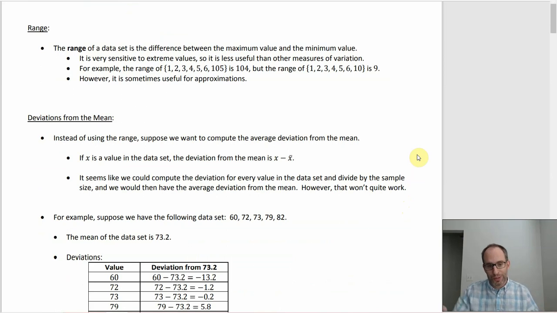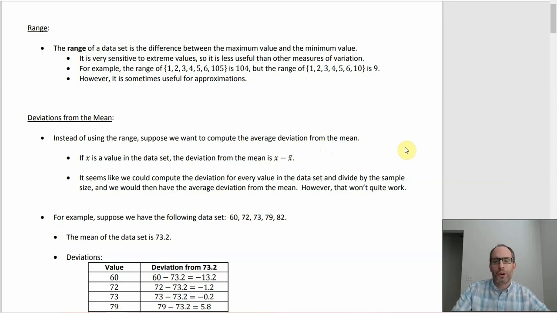But then if the range isn't going to work very well, we should probably be doing something else. What if we wanted to just average how far away the data points are from the mean? So we want to compute the average deviation from the mean, where the deviation is just, for every value, how far away from the mean is that? So if x is a value in the data set, then the deviation would be the difference between that value and the mean, so x minus x bar, since x bar is the notation for the sample mean. And it seems like what you could do is just compute all the deviations. So for every observation, it's observation minus x bar. You just get all of them, add them all together, and divide by however many there are, and that should give you the average deviation.